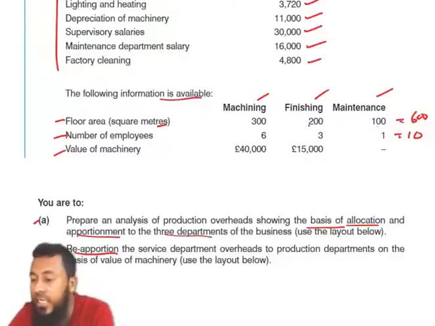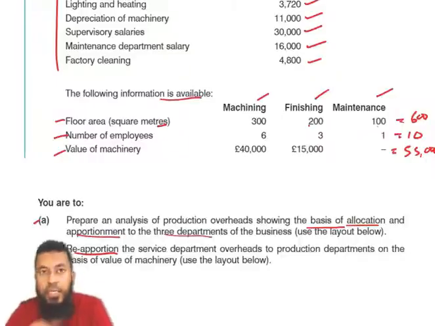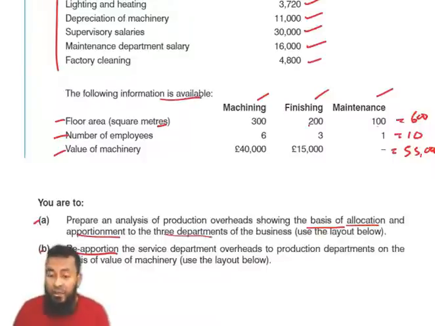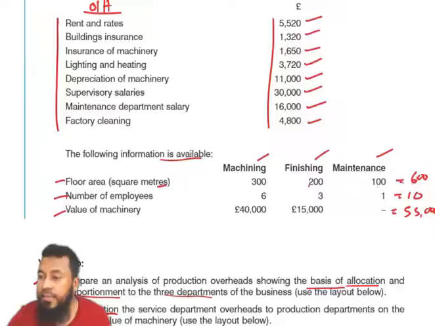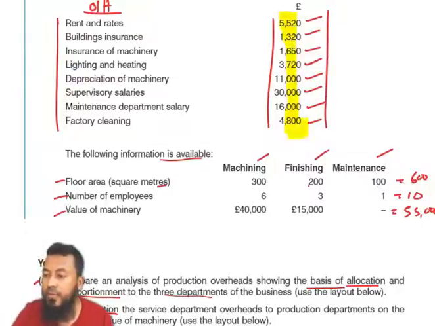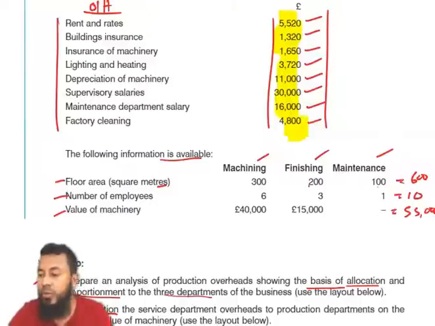And value of machinery, machining and finishing 40,000 and 15,000, total 55,000, none in the maintenance. So these will help us to do our workings. We need to find out the cost of all this: in the machining department how much, finishing department how much, and maintenance department how much.